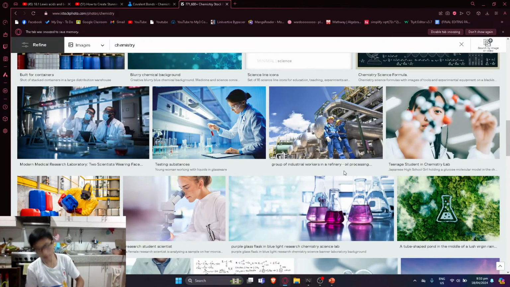Chemistry. Um, it's your molarity formula. or the force.